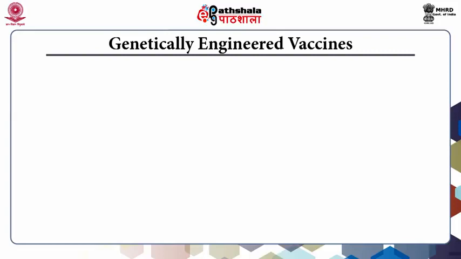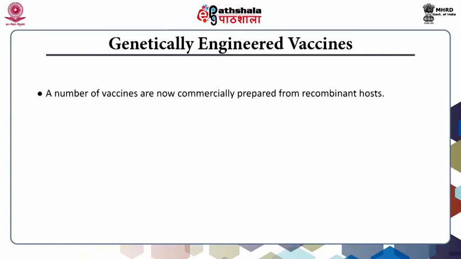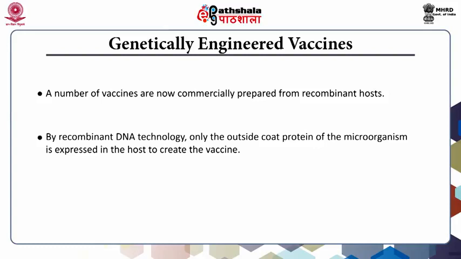One of the initial vaccines produced by recombinant DNA technology involves the cloning of the surface antigen of the hepatitis B virus in the yeast Saccharomyces cerevisiae under the control of alcohol dehydrogenase promoter. A number of recombinant vaccines are now commercially prepared by recombinant DNA technology, where only the outside coat protein of the microorganism is expressed in the host to create the vaccine.